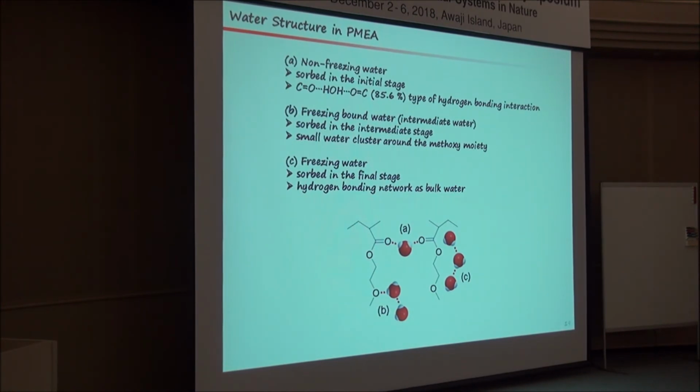And it is interesting. We clearly find the evidence of the freezing bound water, or intermediate water. This water soaks in at the intermediate stage between the non-freezing and freezing water. And this type of water has a smaller water cluster on the methoxy moiety because the vibration frequency is lower than the non-freezing but higher than the free water.